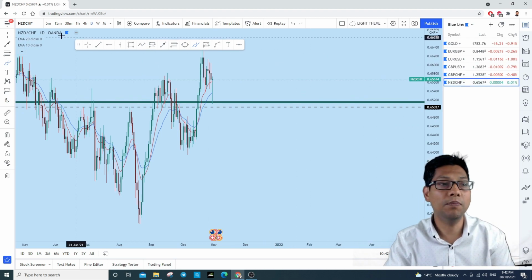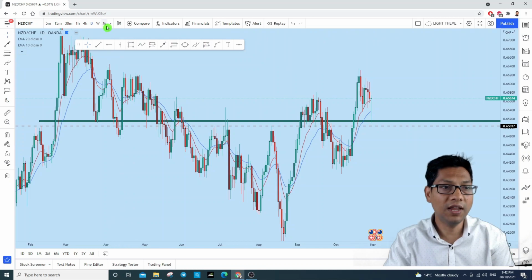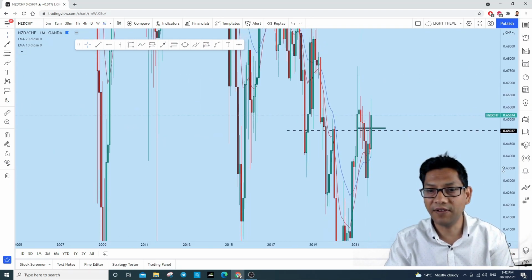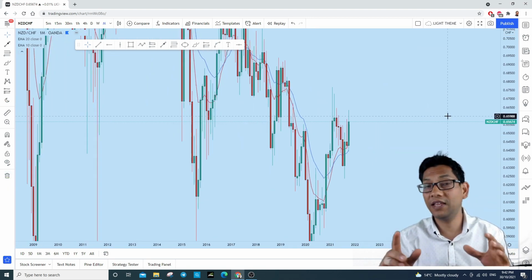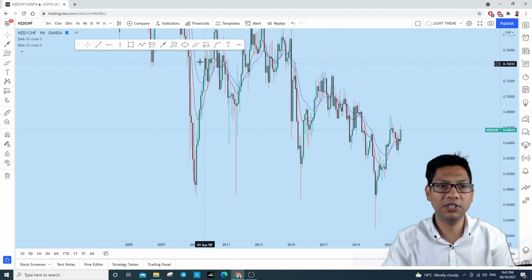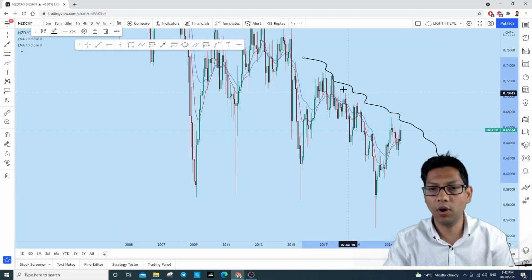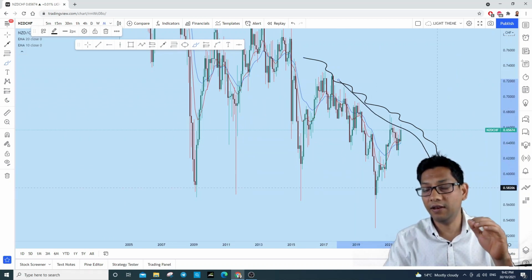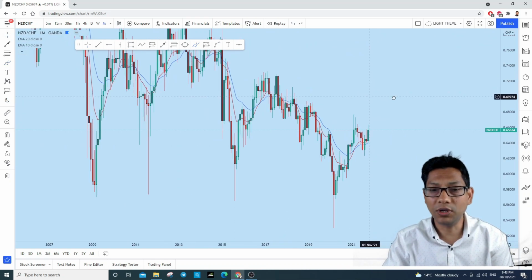Now let's start NZDCHF, and how it might unfold a trading opportunity. First of all, let's see the monthly time frame. As you can see, NZDCHF on the monthly, in the bigger picture, is also in a downtrend. The price was creating a lower high and lower low along this trend line and dropping to the downside. So now let's narrow down to the recent time frame.